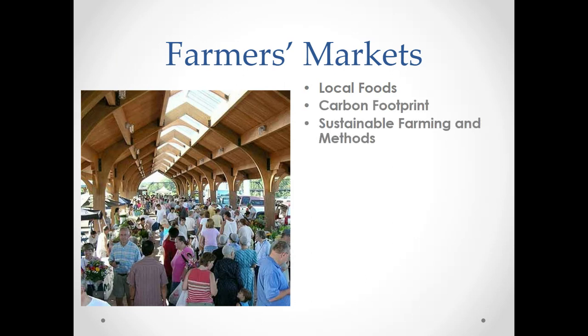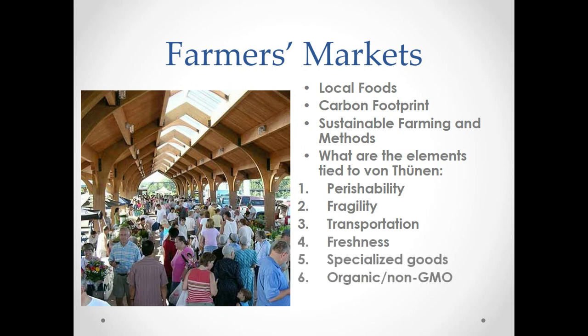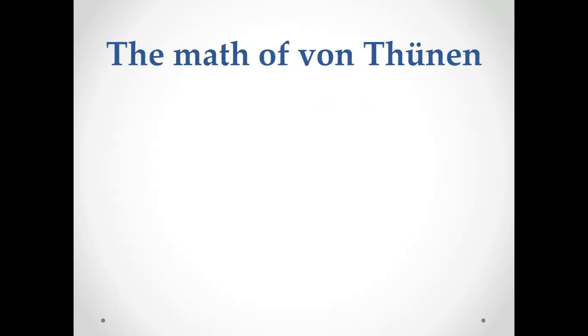Farmers markets, that's a new thing. Local foods, trying to limit carbon footprint. Carbon footprint, if you remember way back in Unit 1, we talked about just how much we are changing the earth. Carbon footprint relates to our imprint. Okay, sustainable farming and methods. So what are the five elements tied to von Thunen? Perishability, fragility, transportation, freshness, and specialized goods. And then last thing down there, organic, non-GMO. And you guys can watch this on your own. It's a funny skit from Portlandia.